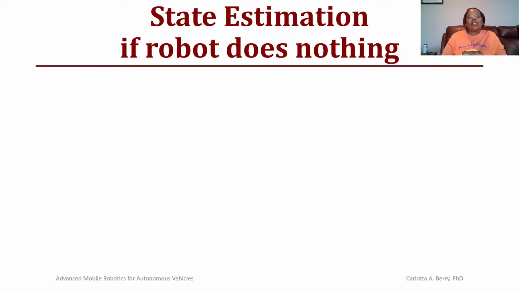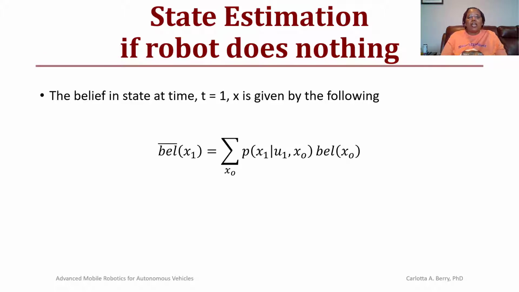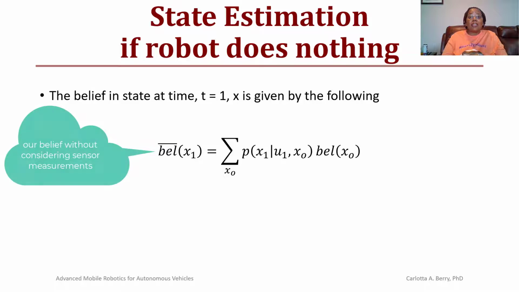So now let's look at what state estimation looks like if the robot does nothing. The belief at time t=1 is given by the following formula. The belief x1, and that bar over the top means that this is our belief without considering sensor measurements. It's the summation of all of the initial states, the probability of x1 given the control at 1 and the initial state x0 times the belief of x0.